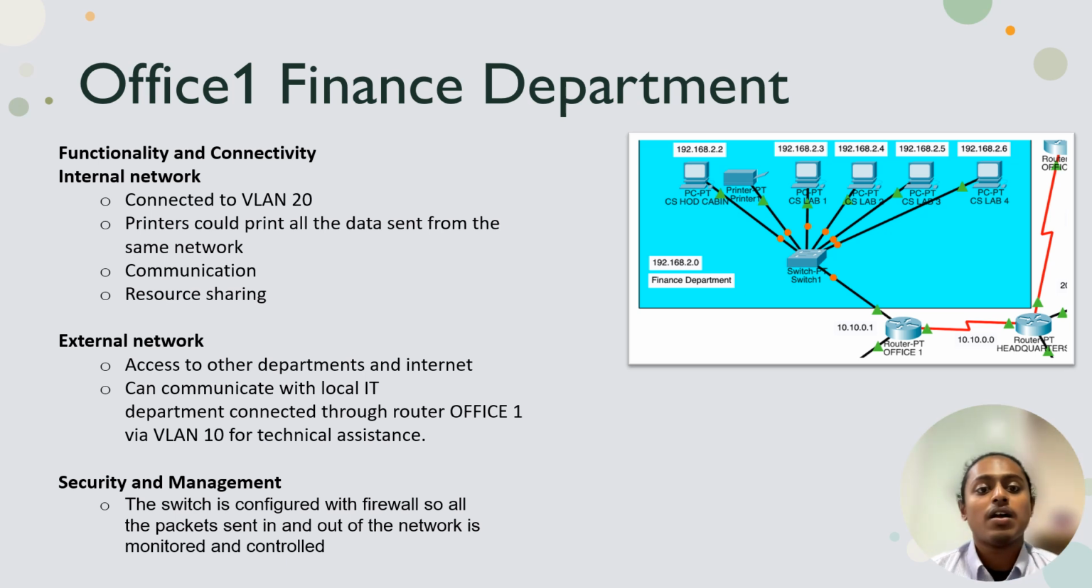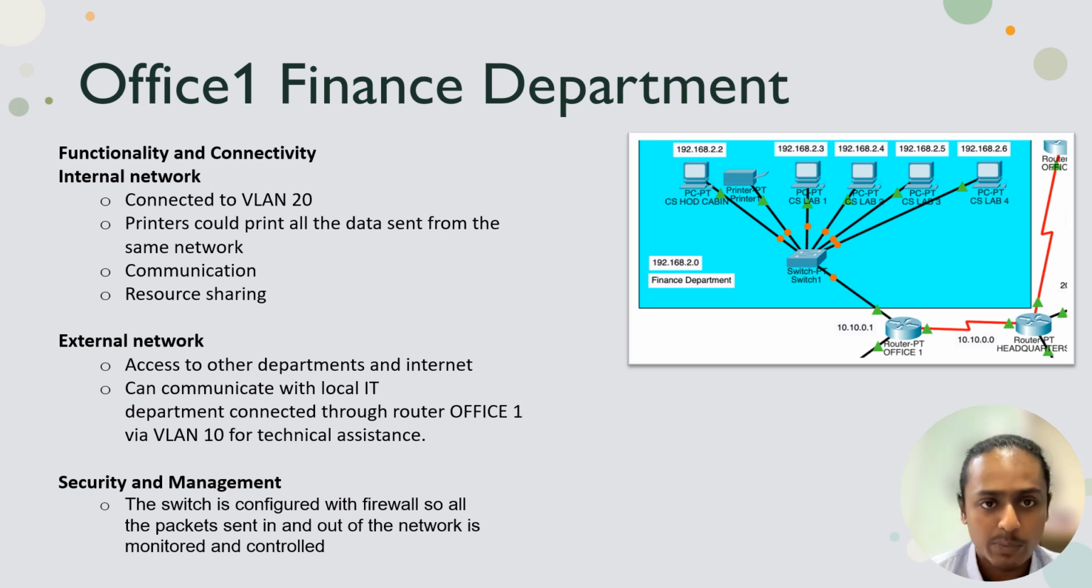When it comes to functionality and connectivity, our finance department operates on an internal network specifically connected to VLAN 20. This setup allows us to securely access shared resources such as databases and financial systems within our department. In the internal network, VLAN 20 ensures that our data remains segregated and secure within our department. All printers are accessible from the same network, facilitating efficient printing of financial documents and reports.